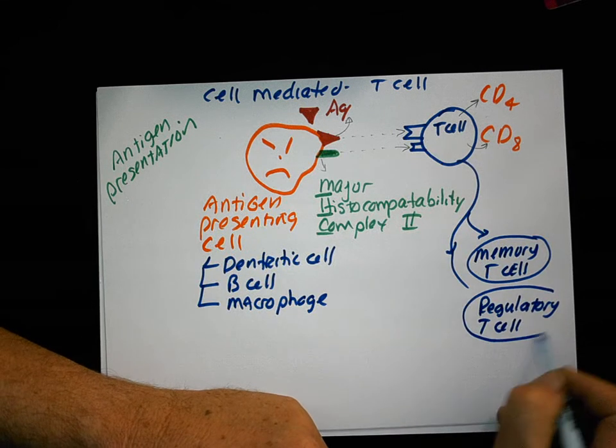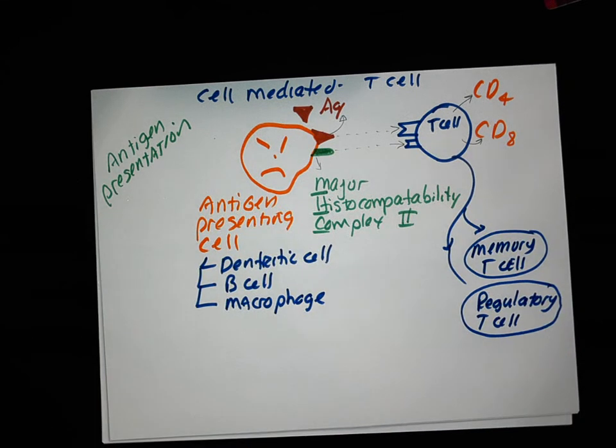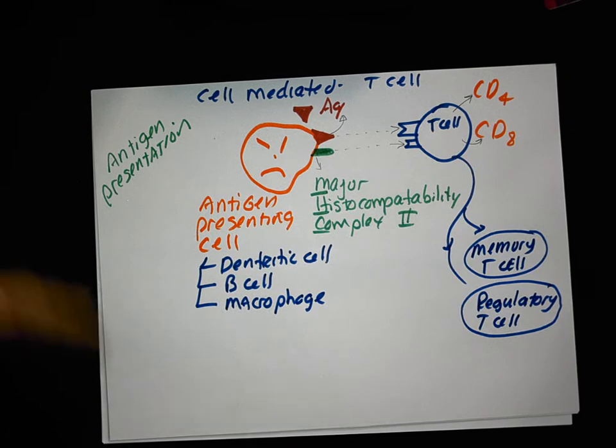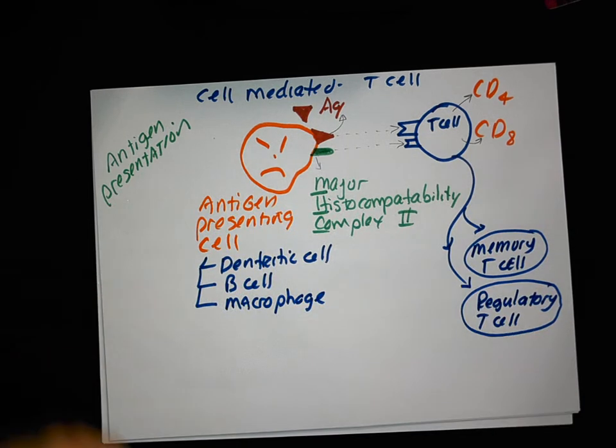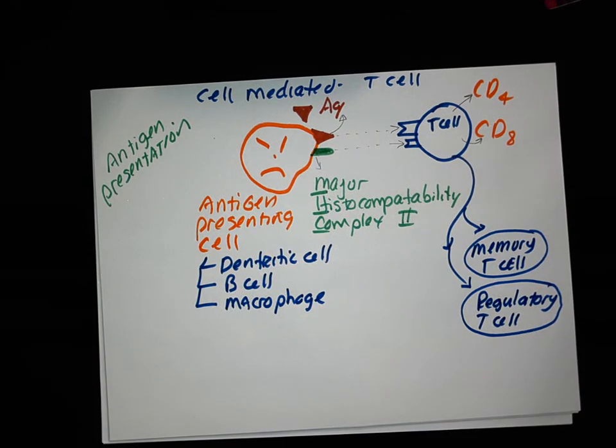You have regulatory T cells. We don't want this process to get overwhelmed because you make too many T cells. Ever heard of leukemia? You don't want too many T cells. So this helps regulate or back-regulate or negative homeostasis to maintain control of this, so it doesn't run away.